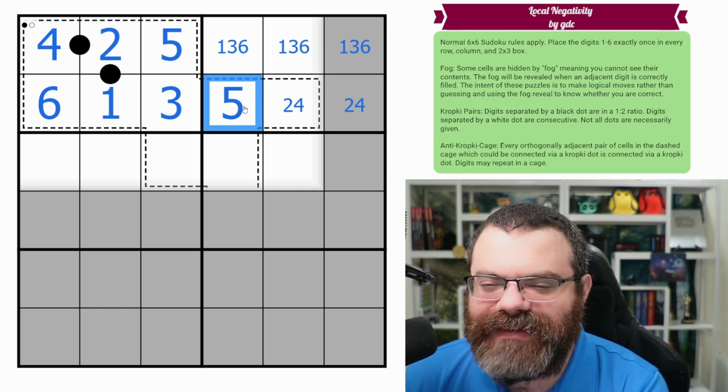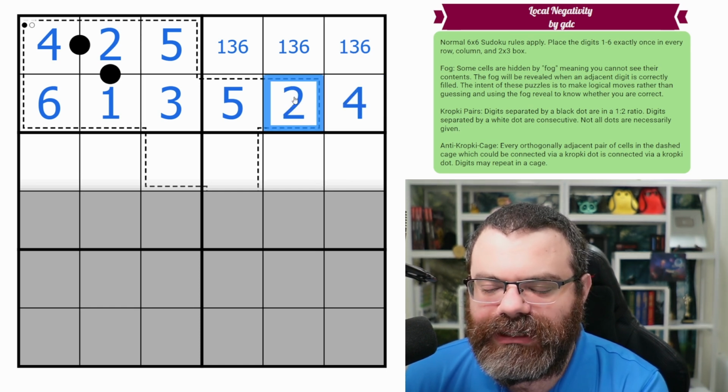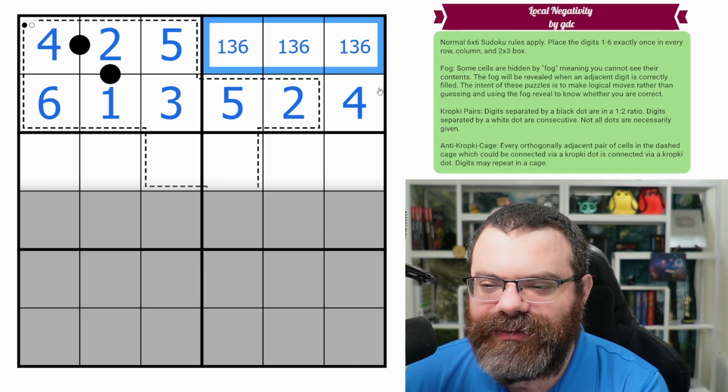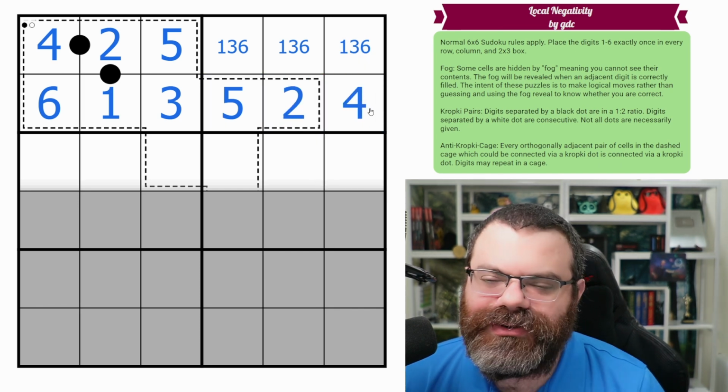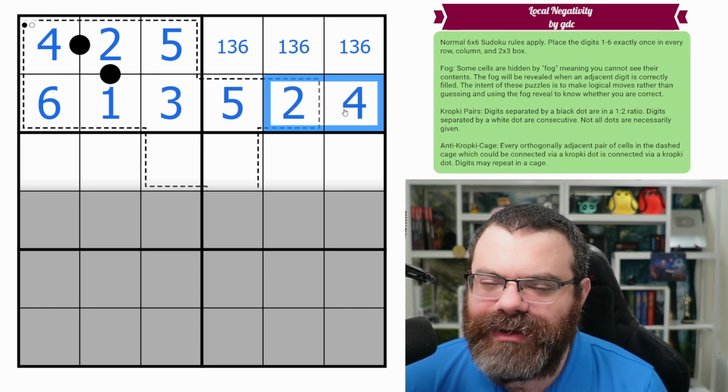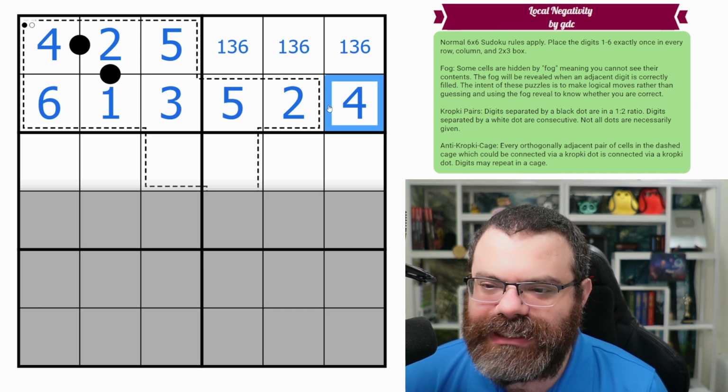5 can't be next to 4, so that's 2, that's 4. But we cannot use the rule outside of the cage. So 5 not next to 4 was correct. Yes, so they're both in the same cage. And then Sudoku did this one. All right. And that 2, 4 is okay because this one's not in the cage, so that's okay.